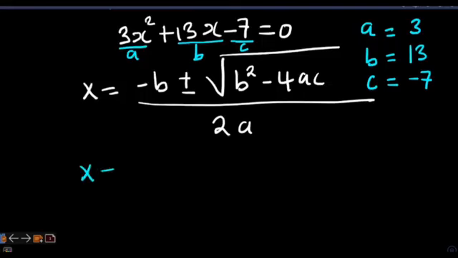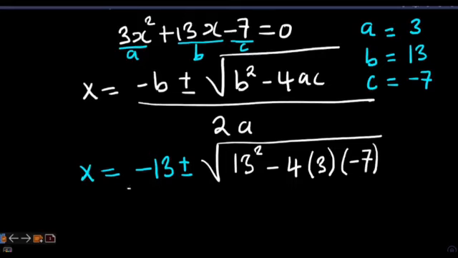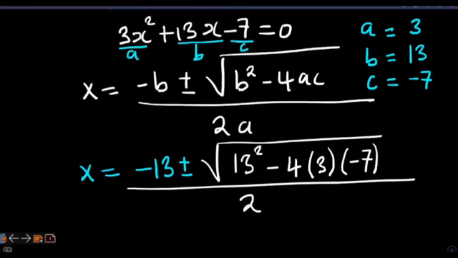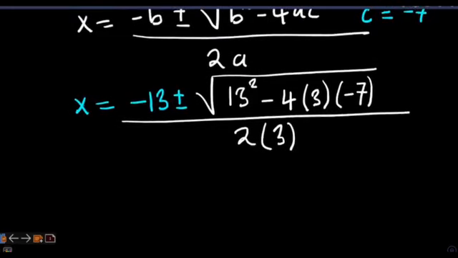So we write x equal to negative 13, because b is 13, plus or minus the square root of b, which is 13, squared, minus 4. The a I'll put in brackets, which is 3. Then the c I also put in brackets, which is negative 7. Then divided by 2 times the value of a, which is 3, like this. After writing like this, you just need now to simplify your work that you have.